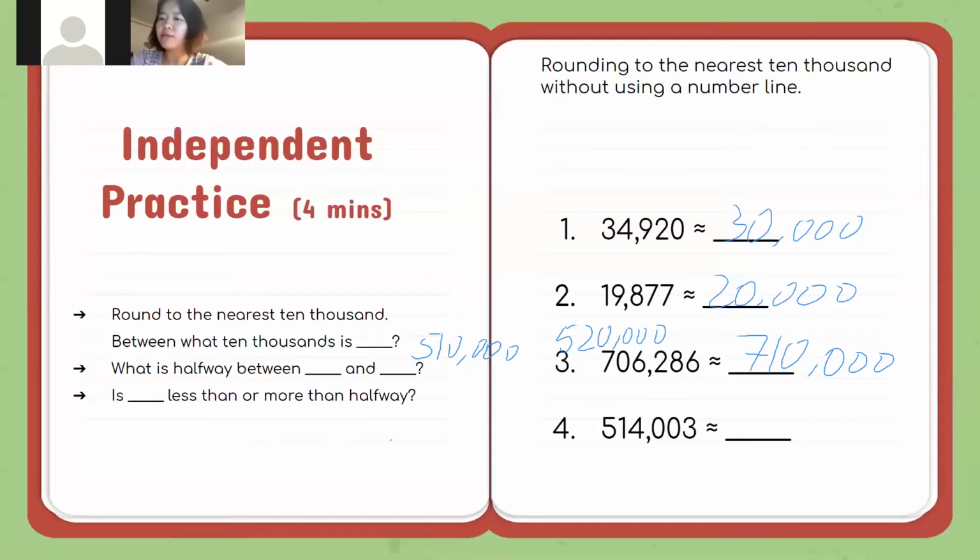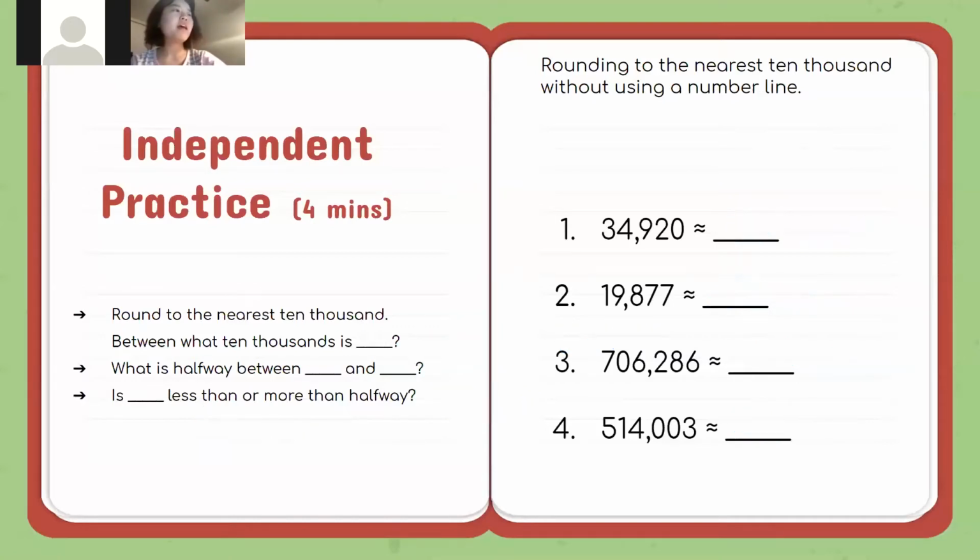It will be 515,000. And is 514,003 less than or more than the halfway point? It is less than. And with the number that is less than the halfway point, we will round this number down. And the answer is 510,000. Okay, and that's all for rounding to the nearest 10,000 problem.